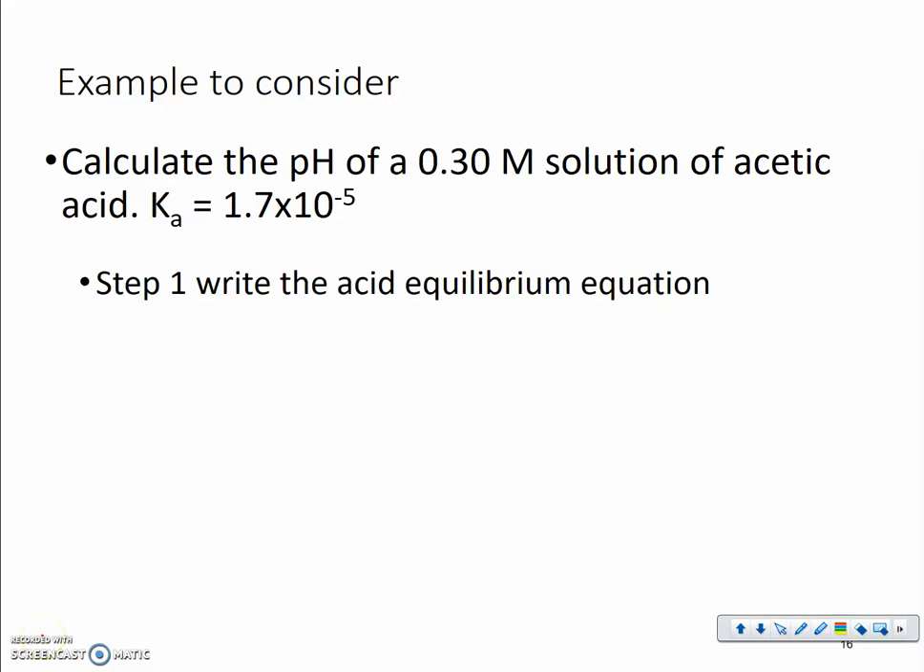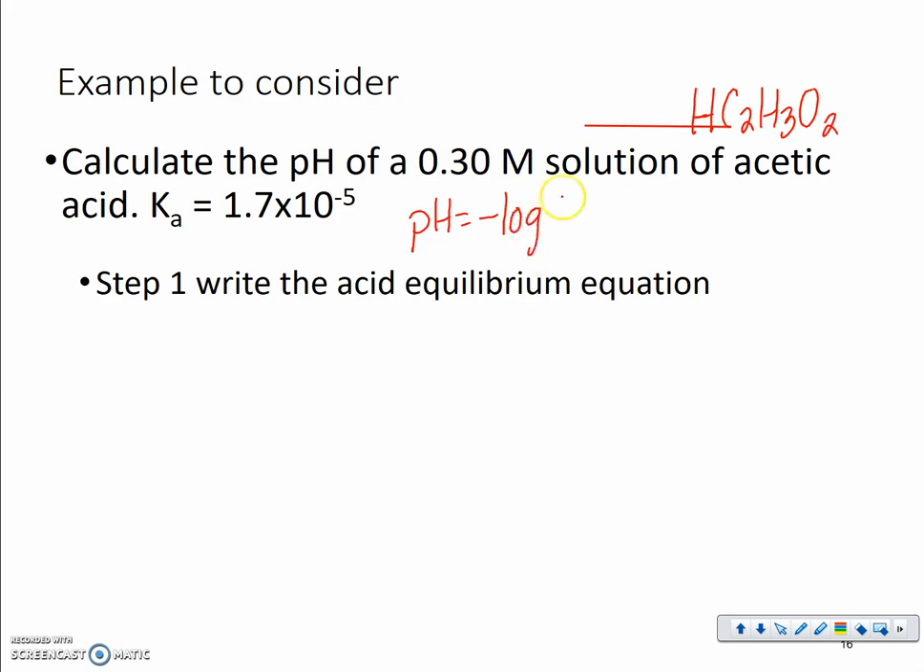All right, so this is the second half of part 1 from chapter 16. We want to calculate the pH of a 0.3 molar solution of acetic acid. The formula for acetic acid would be that, and we know the Ka has already been determined.